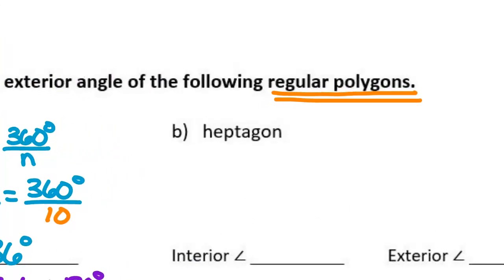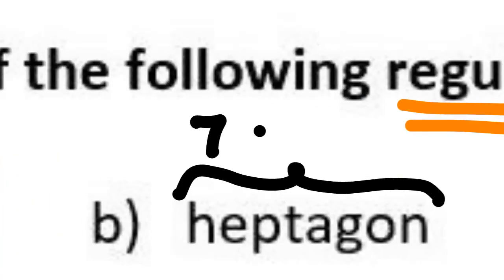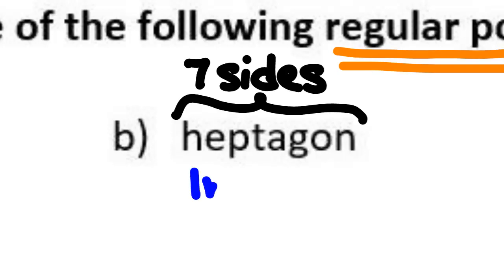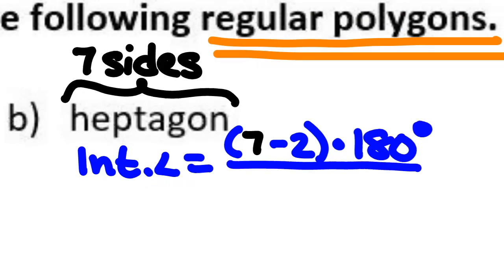All right, part B. How many sides does a heptagon have? 7 sides. 8 sides is an octagon. 7 sides for a heptagon. So for my interior angle, we do n minus 2. So 7 minus 2 times 180 divided by the number of sides, so divided by 7.